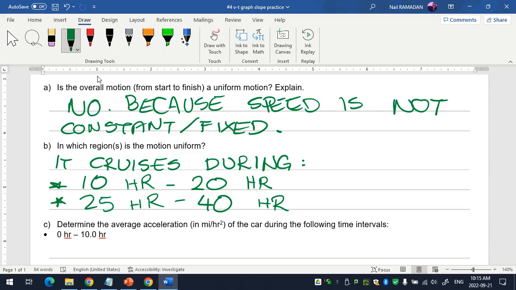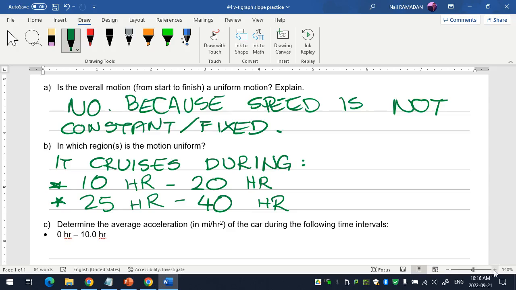Okay. How about the other regions in general? Okay. So part C says: determine the average acceleration in, what? Miles, my bad, miles per hour squared of the car during the following intervals. And there's a reason I'm picking these intervals. So the first interval is what? 0 to 10.